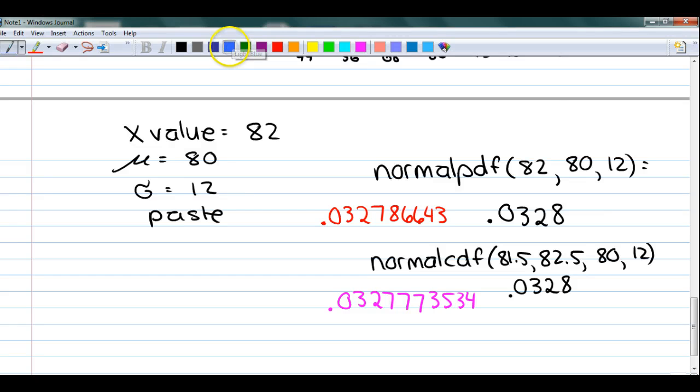But you can answer the question using either method if they want the probability x is one given value. I think I'll do the INV norm on another video, so these don't get too long.